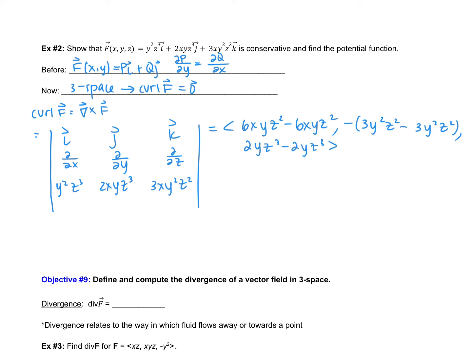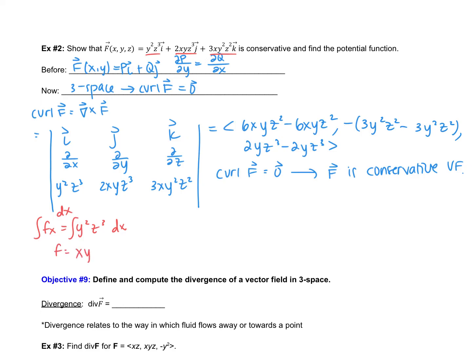So hopefully we can see that the curl of f in this case is the 0 vector, which tells us that f is a conservative vector field. Okay, so now that we know that f is a conservative vector field, we can find the potential function. You can start with any of these partials, it doesn't matter. For ease's sake, I'm just going to start with the partial with respect to x, which is that y squared z cubed. So then I'm going to integrate with respect to x.